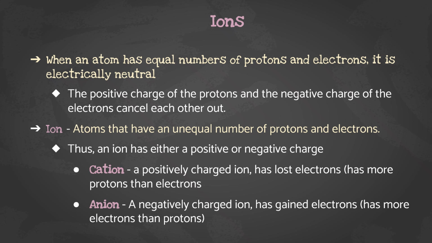Anions are negatively charged ions, and that means they have gained an electron. So if I have hydrogen with a little negative sign at the top, that means we have added an electron. That means it has 2 electrons and 1 proton, making it negatively charged.